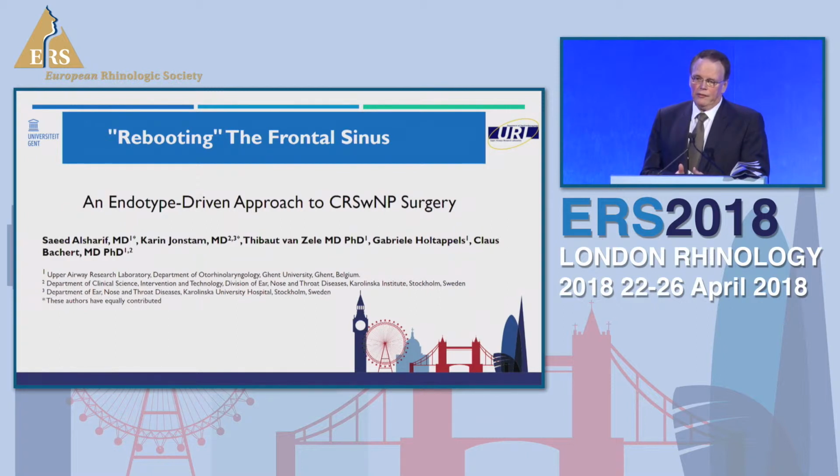But you will also feel it coming in the total management of chronic rhinosinusitis, because we are not going to treat chronic rhinosinusitis according to CT scan and endoscope. We're going to treat it according to endotypes.